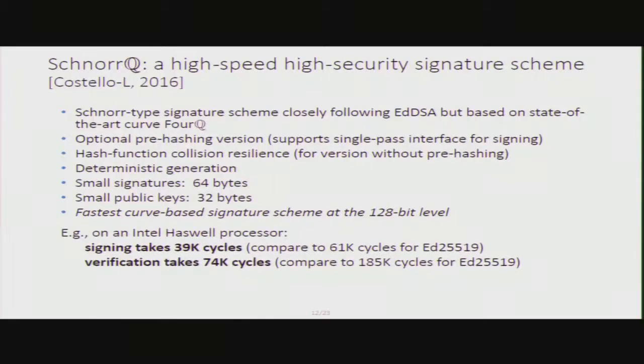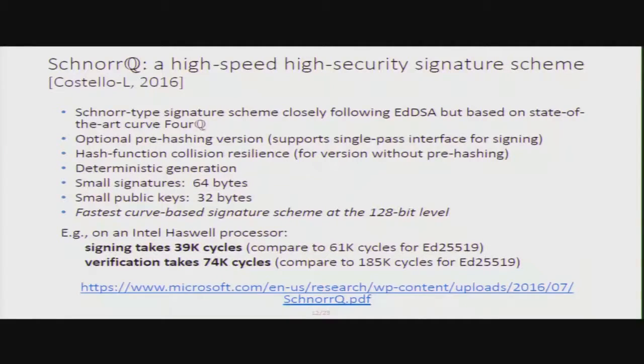And to show you the kind of performance that we achieve, for example, these are numbers for an Intel Haswell processor. Signing takes 39,000 cycles, compared against 61,000 cycles achieved by Ed25519. Verification is even much faster, 64,000 cycles, compared to 185,000 cycles for Ed25519. So very high speed, which can be suitable for high performance applications. And here is the link with the specifications for those of you that are curious about the complete details of SchnorrQ.